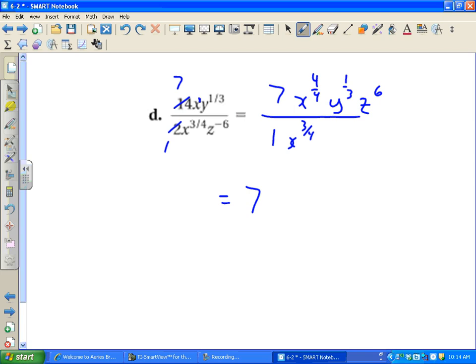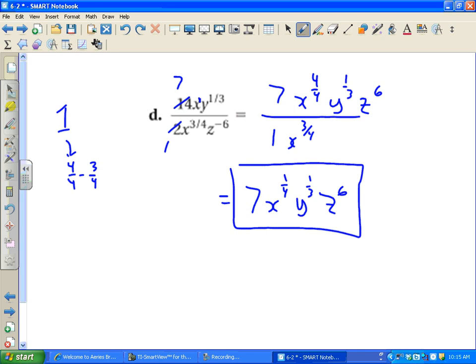7's done. X to the 4/4 minus x to the 3/4. That's really 4/4 minus 3/4. So that is going to be x to the 1/4. Again, how do I get that x to the 1/4? That is 4/4 minus 3/4. Division is subtraction. I changed my x to the 1 to 4/4. That's the special one, just another way of writing it, so I have a like denominator. Y to the 1/3 doesn't change. Z to the 6th didn't change. That is my answer. Lather, rinse, repeat.